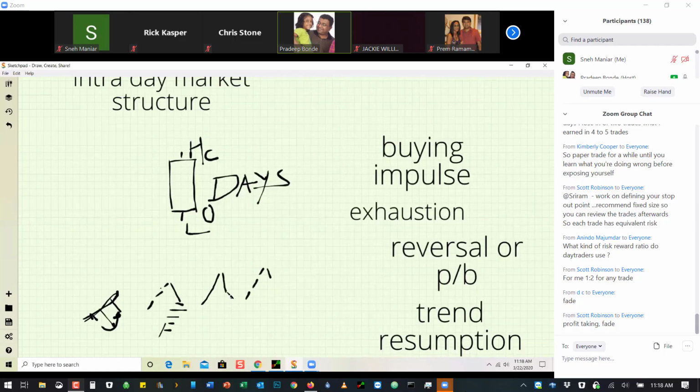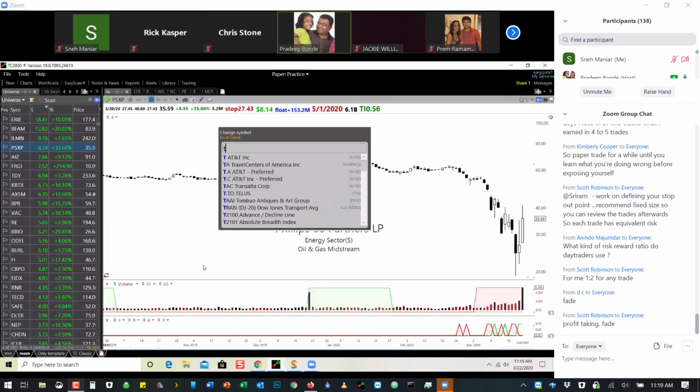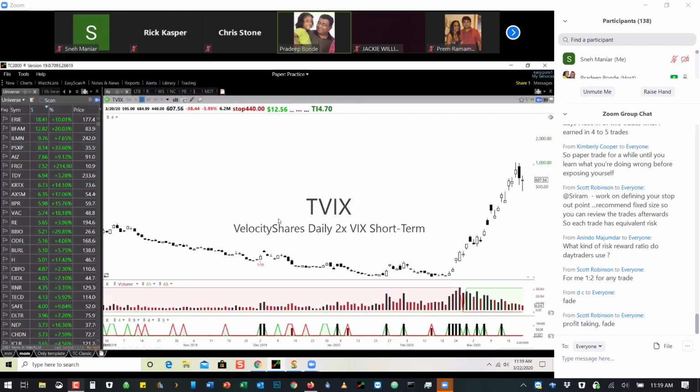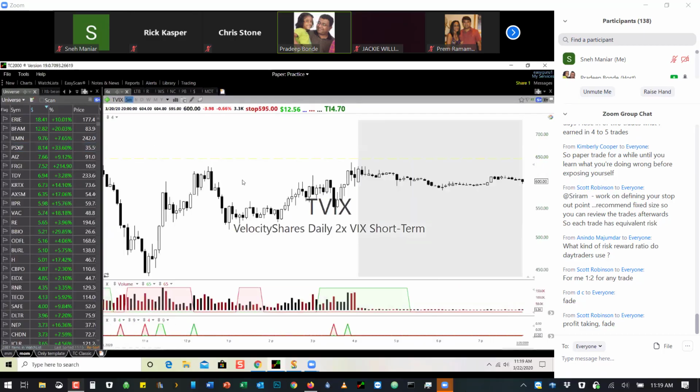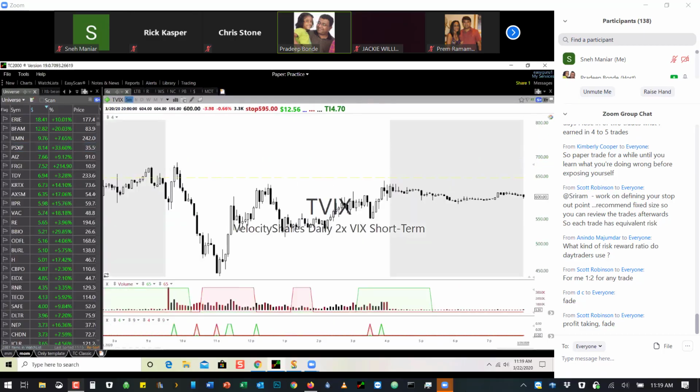And typically for newbies, what happens is they enter because they are saying, oh, this candle has formed, this is a momentum burst or this is range expansion. Let me buy, let me put a stop here. And the guy buys it. And then the next thing you'll see is a fade. This is very common on an intraday time frame. That is why when you look at, say, TVIX on an intraday time frame, you will see that it started with a sale.